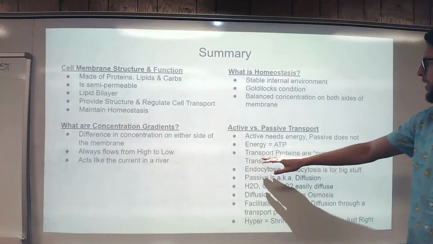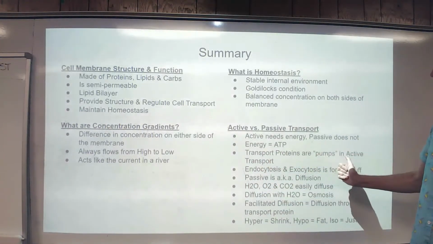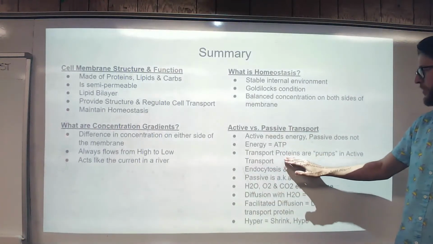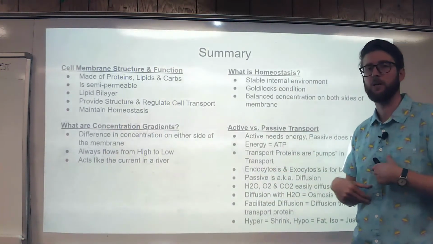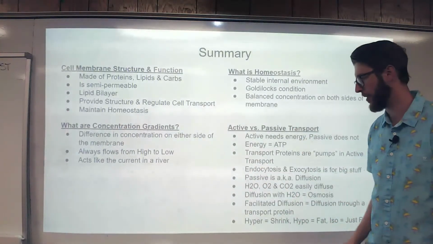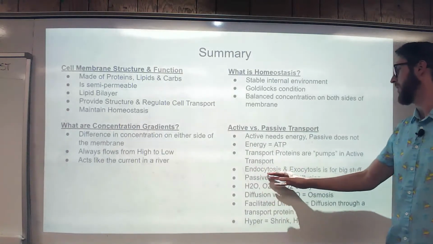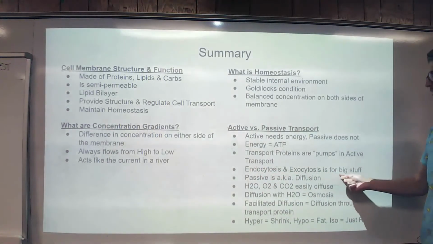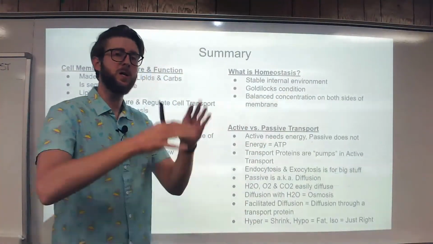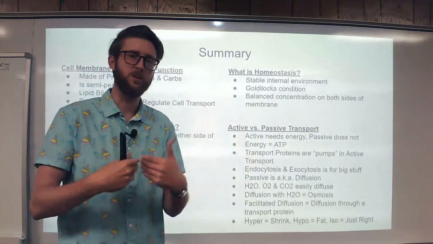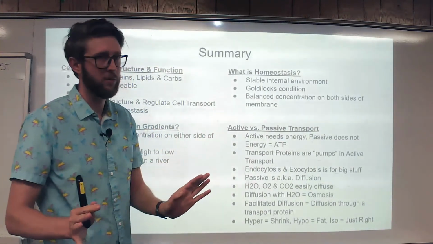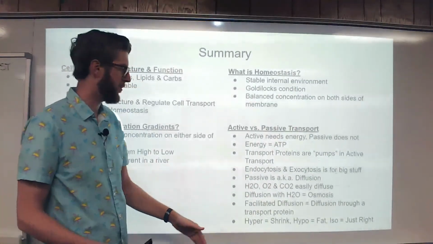The way that things get into and out of the cell, one of the ways, is through these transport proteins, and in active transport they act like pumps to pump things from low to high, against the current of the river or the concentration gradient. Endocytosis and exocytosis is for big stuff, so stuff that's too big to go through the door in the room. You have to break down the wall, or basically tear apart the cell membrane, push the big thing out or in, depending on whatever you're trying to do, and then build the membrane back.